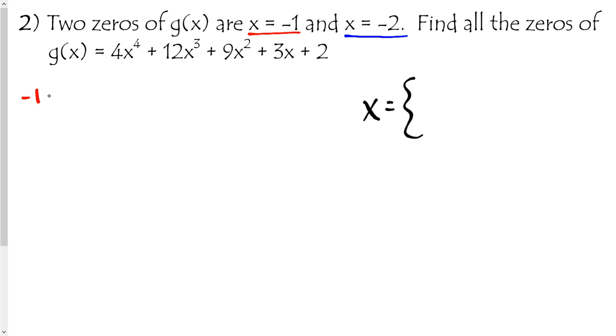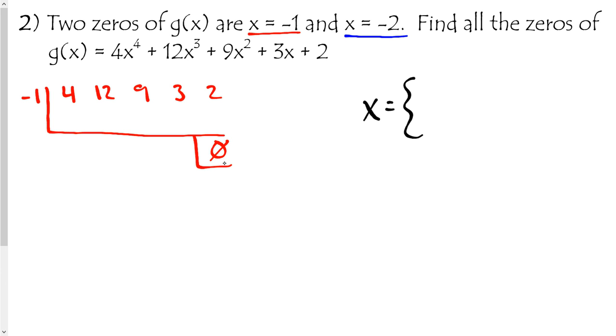Okay, so -1 is going to be my synthetic divisor. And because this polynomial g of x has exponents of 4, 3, 2, 1, none, it's written in standard form, so it's all ready to go. So I've got 4, 12, 9, 3, and 2 as all of the coefficients there. Because it told me it's a 0, I know it's going to have a remainder of 0.